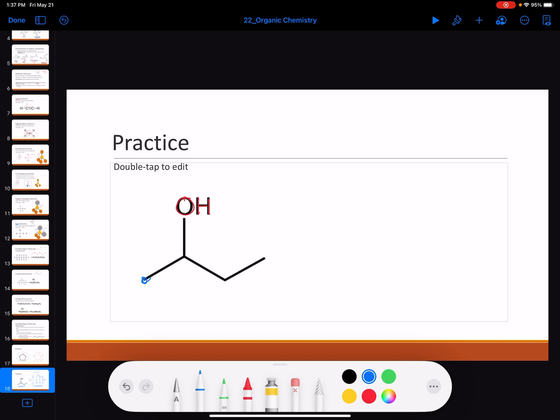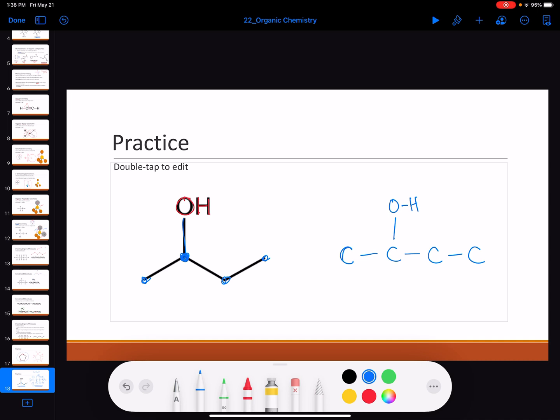Okay, so I've got a total of 1, 2, 3, 4 carbons in a row. I'm just going to bond those 4 carbons together. Okay, it looks like on carbon number 2, I've got a bond that's going up to an oxygen, which is then bonded to a hydrogen. Okay, now I just need to fill in the blanks, right?